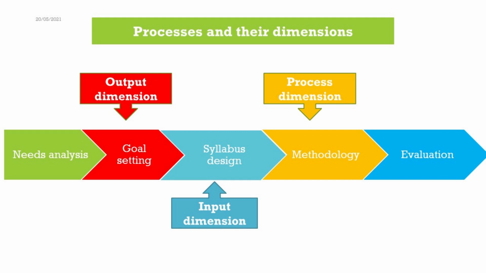The process of goal setting determines the overall objectives of the curriculum. In so doing, it determines the desired outcomes and the expected final products of the teaching-learning process. Thus, goal setting also explicitly has the output dimension. The process of syllabus design has an input dimension, as it specifies the content to be used as input for the teaching and learning. The methodology defines how the input is to be taught. It determines techniques, procedures, and strategies that facilitate the attainment of the objectives. Therefore, it has the dimension of the process.